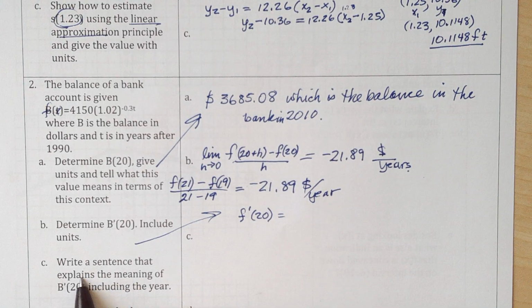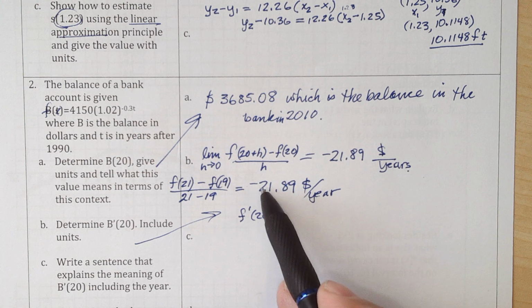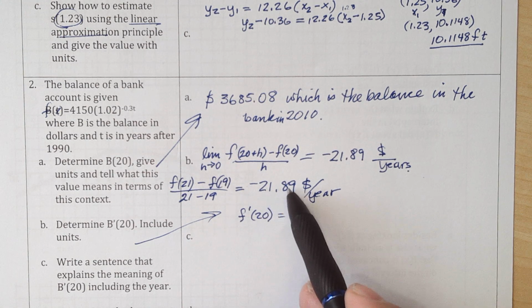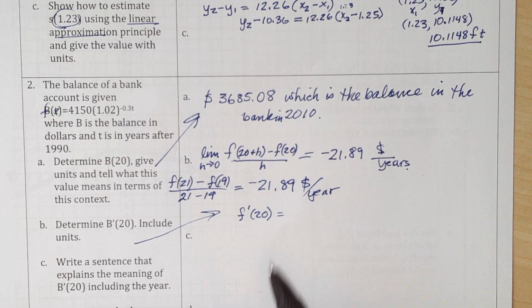Write a sentence that explains the meaning of this. Well, we see that it's telling us that the amount of money in the balance in the bank is going down $21.89 every year.